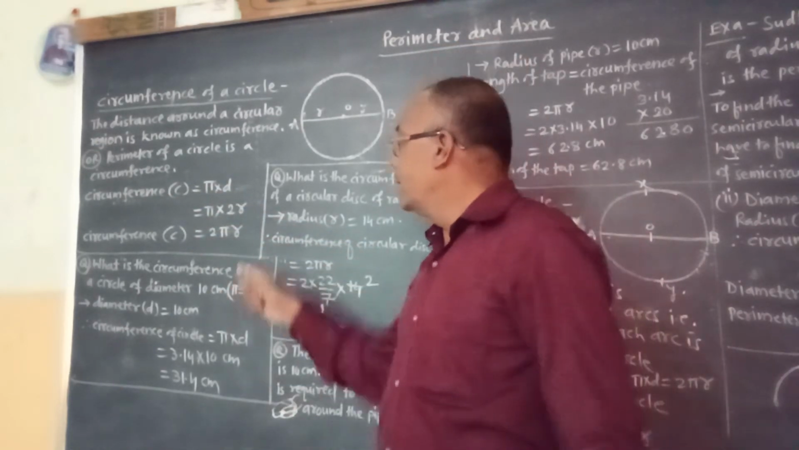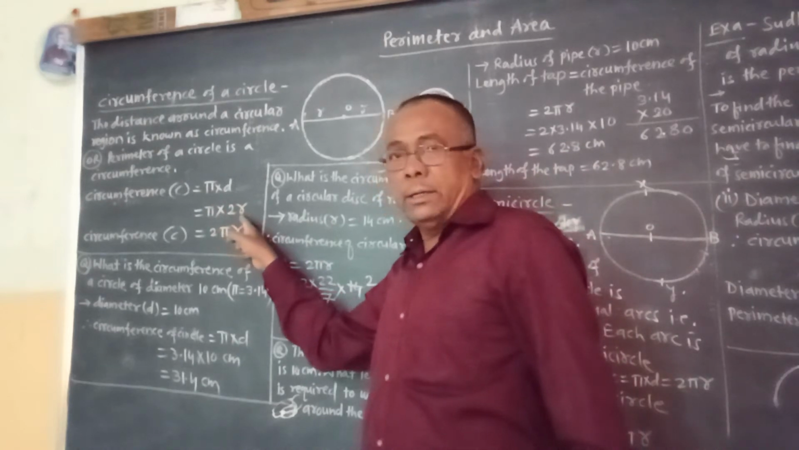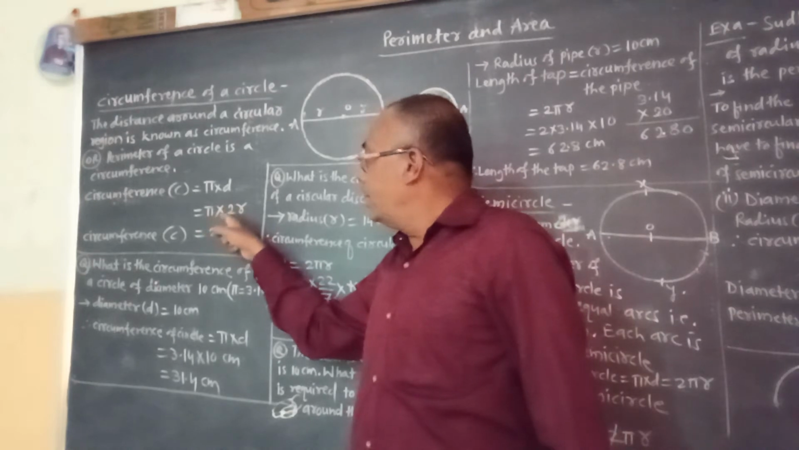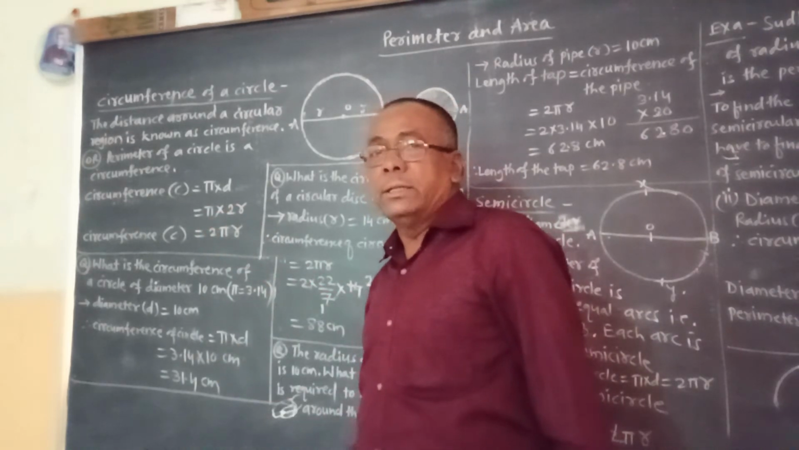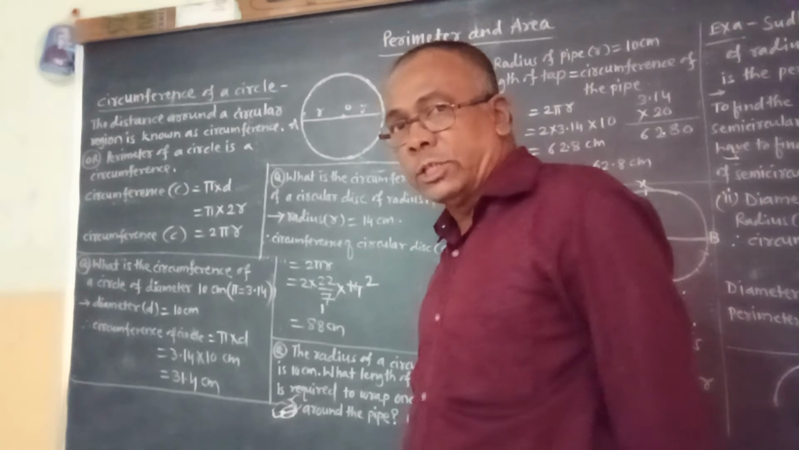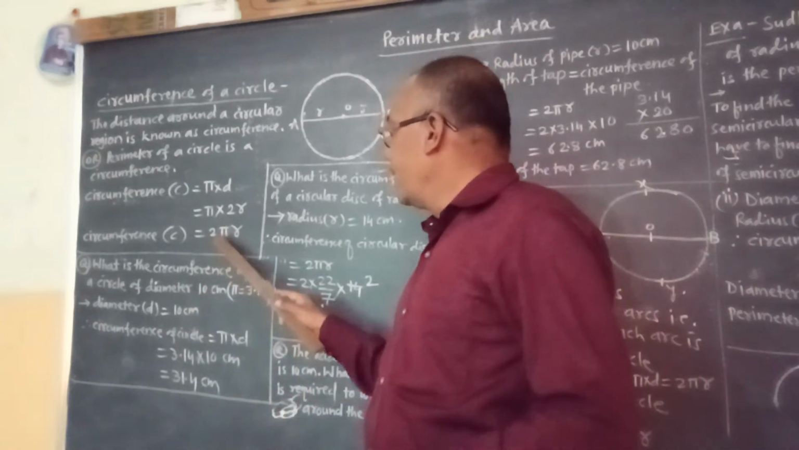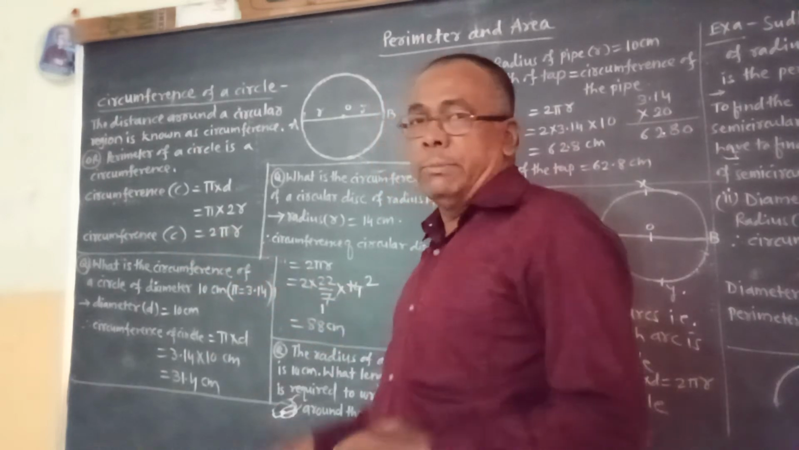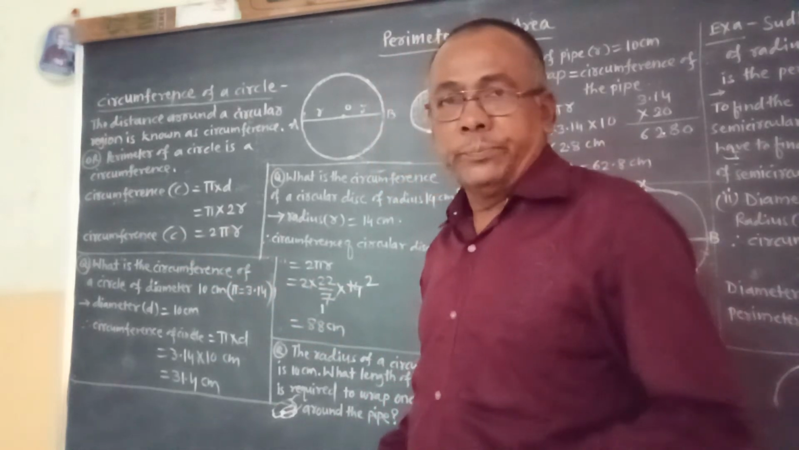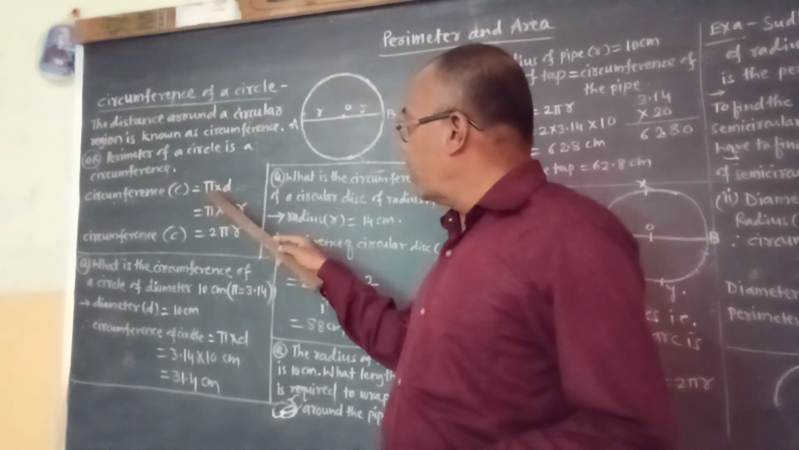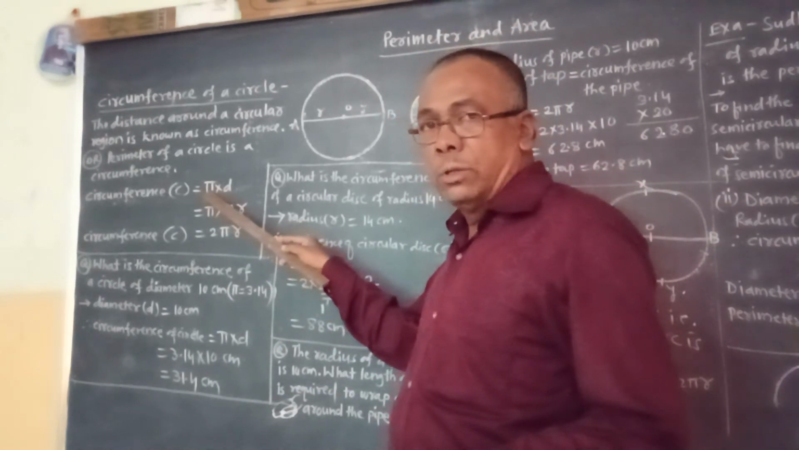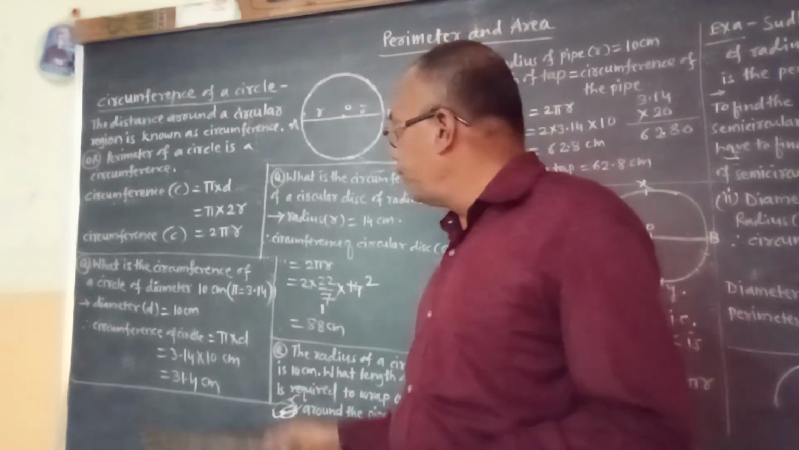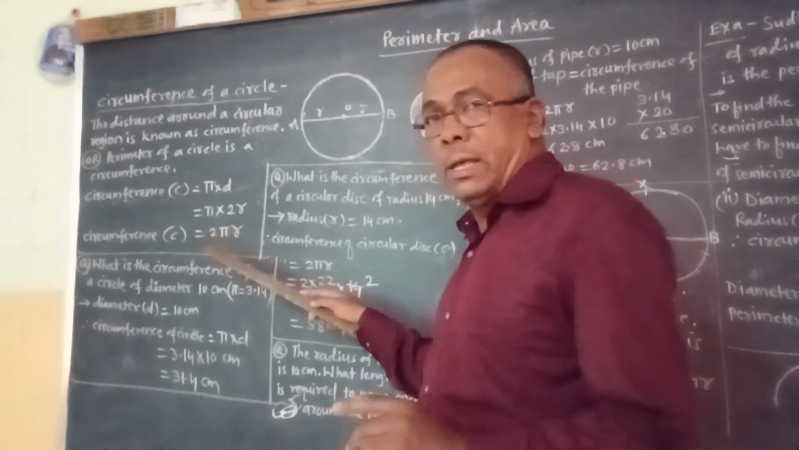But we know that d is equal to 2r, so in the form of radius we can write the formula for the circumference, that is circumference C is equal to 2 pi r. Means if diameter is given, then we can apply the formula C is equal to pi into d. And if radius is given, then we can apply the formula C is equal to 2 pi r.